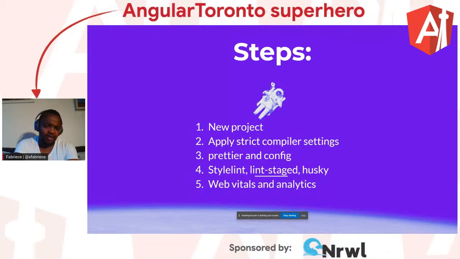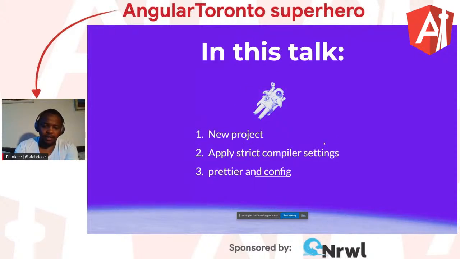One option was to have a base project, which I can base things off. But another was creating a schematic that I could apply to my projects and then have it apply whatever settings I need to apply company-wide. So in this talk, I'll just go through the first 3 steps: creating a new project using the Angular CLI, applying strict compiler settings, and adding Prettier and the accompanying configurations.